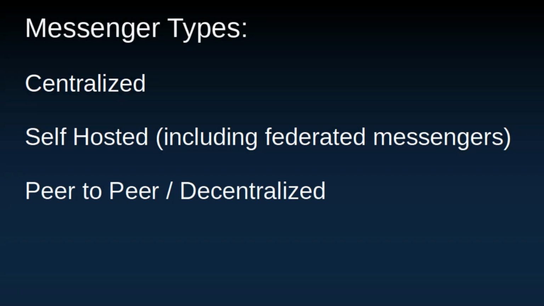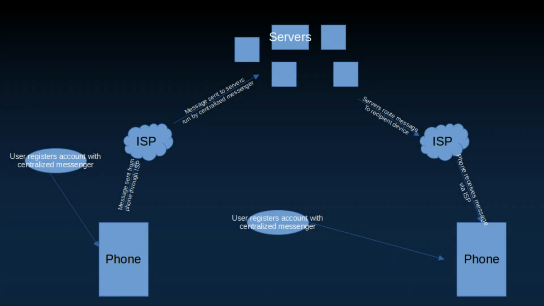Alright, now we can start getting into the 3 different types of messengers, and I figured I would just start with centralized messengers. These function when you're registered with the centralized service, which handles the distribution of messages, and in this case, the message would be encrypted on your device, so only the recipient can read the message. The message would then be sent from your device through an ISP to the messenger host, which accepts the incoming message.